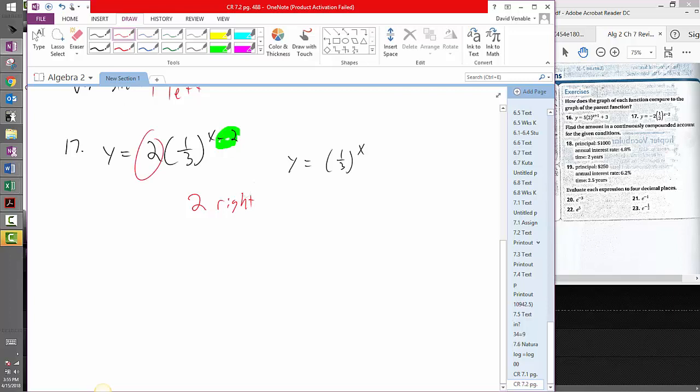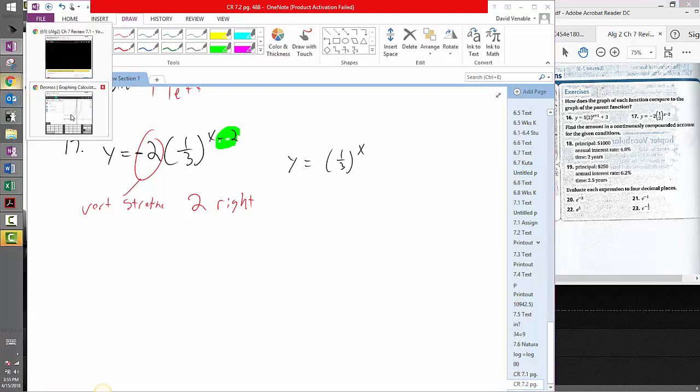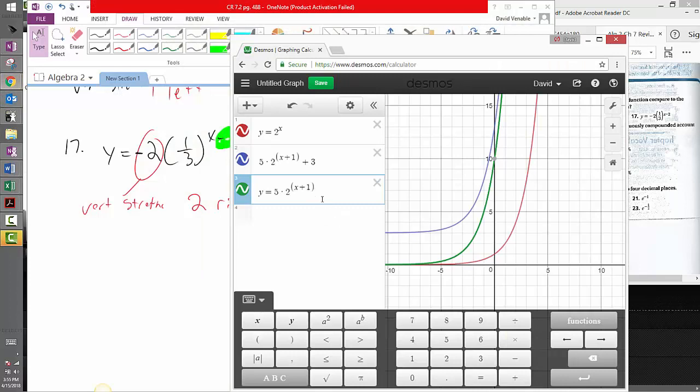And then this 2 right here is a vertical stretch. So it's stretched out, it has like a higher slope. So again, you confirm in your calculator if you want. Oh, but there's one other thing I missed. The negative. Do you remember what the negative does? Okay? Let's show what the negative does. It flips that thing upside down, if you remember.